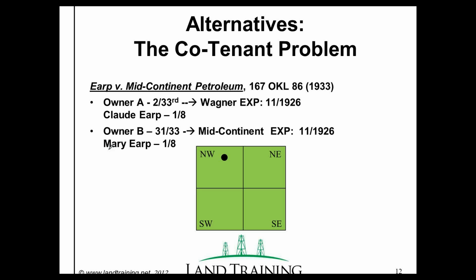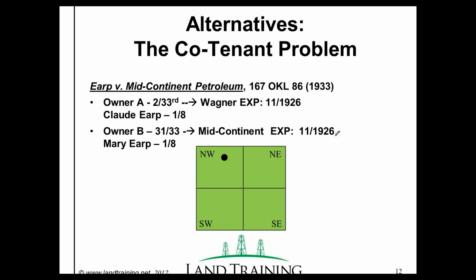Owner B is Mary Earp. Mary owns a 31/33 interest, so she owns a much greater interest than Claude does. And she leases to Mid-Continent, and that lease is going to expire in November 1926 if there's no delay rentals paid or there is no royalties to be paid.